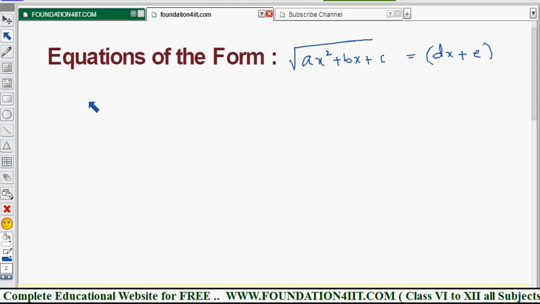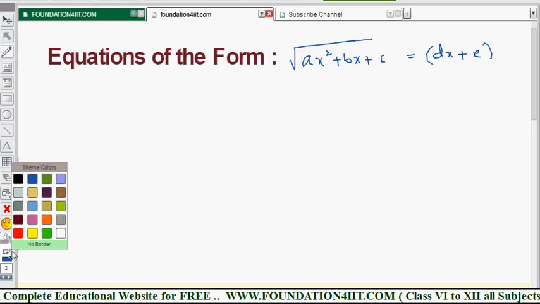Okay, so in quadratic equations, let us see another format, if any question is in this form, like square root of ax square plus bx plus c is equal to dx plus e. Here a, b, c, d, e are numbers. So let us take one example first and we'll do the problem.